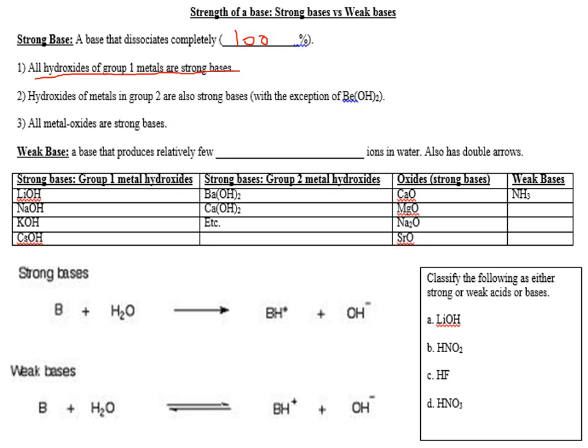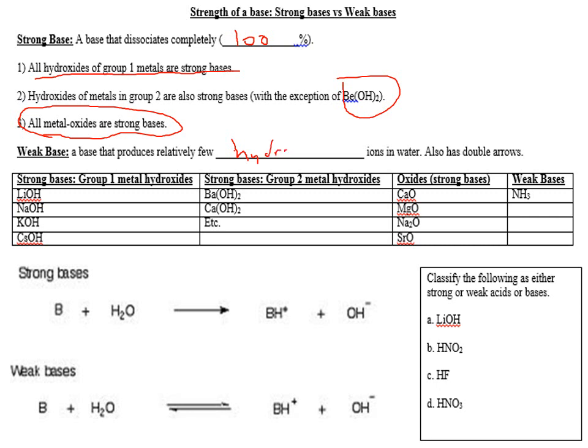And then hydroxides of metals in group 2 are also strong, except for beryllium hydroxide. And then also all metal oxides are considered strong bases as well. A weak base, well, that produces relatively few hydroxide ions in solution. So it's not really good at being a base.